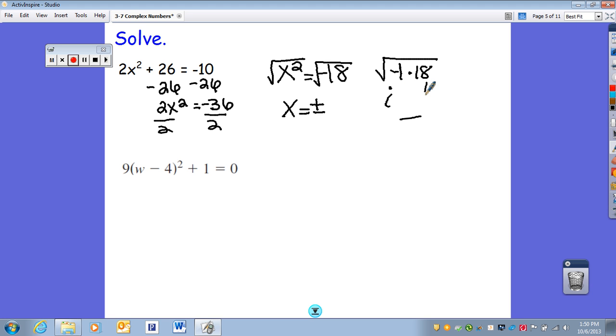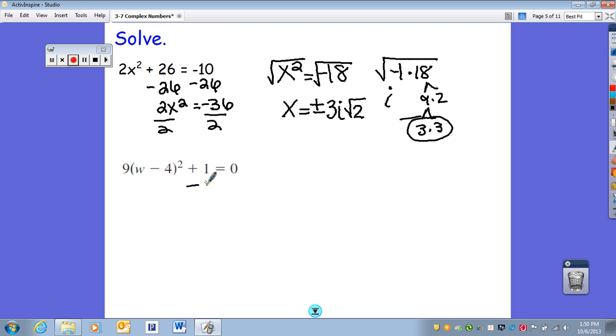And then if we make a factor tree for 18, we have 9 and 2 and 3 and 3. So the 3, the factor pair, one of the 3's can also come out. So we're going to have 3i outside of the radical, and underneath the radical will still be the number 2. So our solution for this quadratic equation is plus or minus 3i square roots of 2. Let's take a look at the next problem.